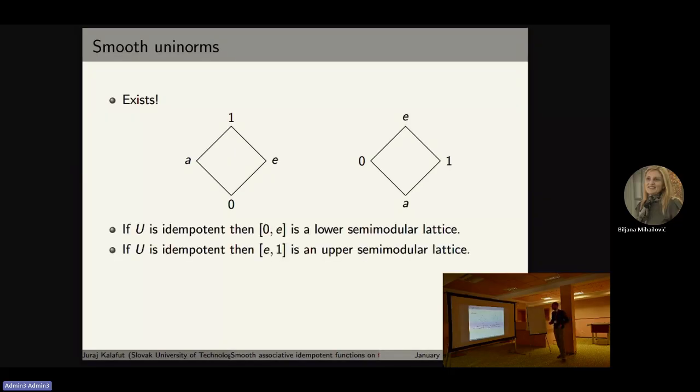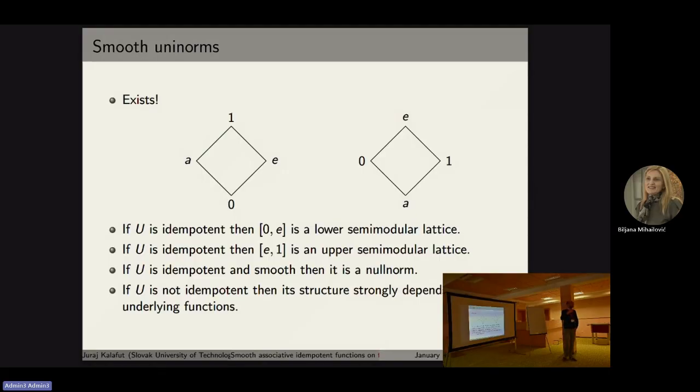First of all, if we have U idempotent, then we have to impose these properties of lower and upper semi-modularity on the underlying sets. And also we can show that if U is idempotent, then U is immediately a null norm.